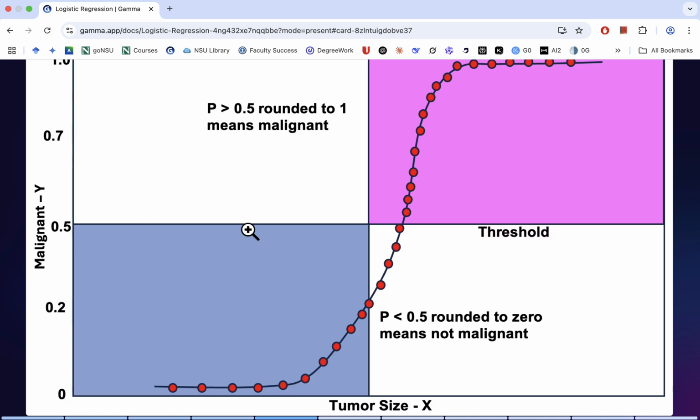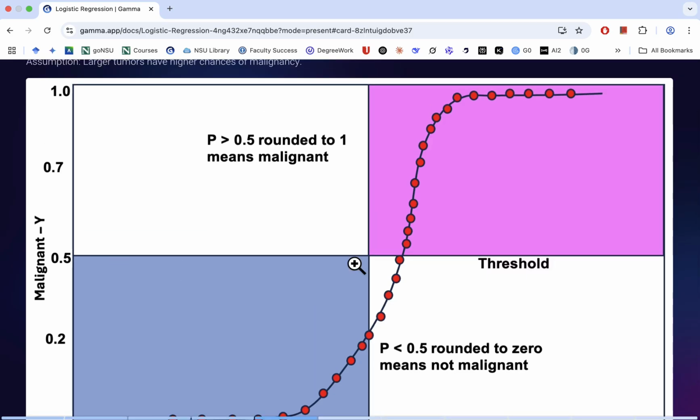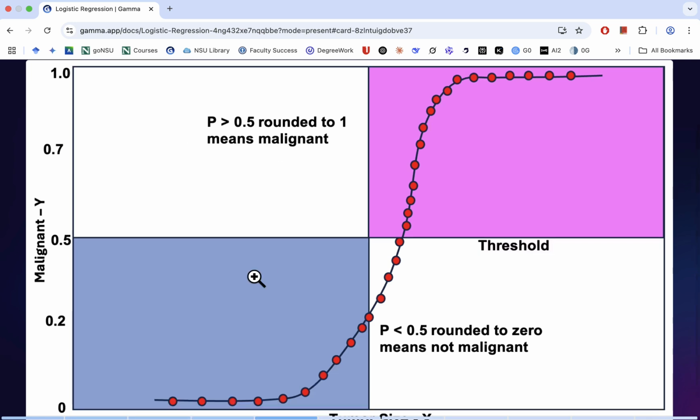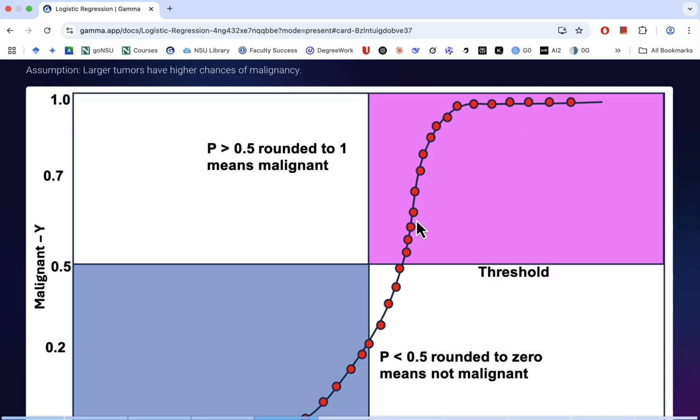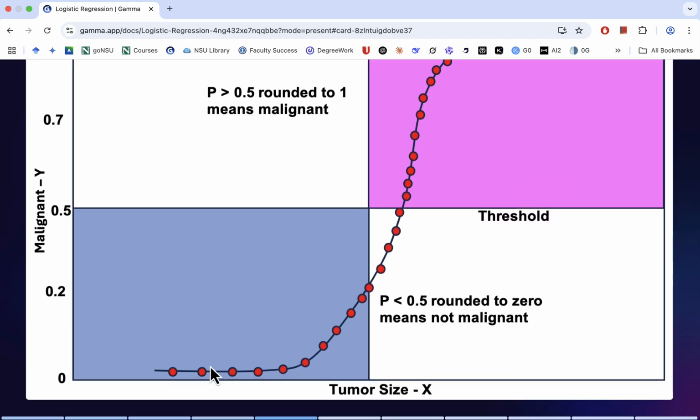And in between, there is a threshold value which is usually 50%. Anything less than 50% will be rounded to 0, which means the tumor will be benign, and anything above this threshold value will be rounded to 1, which means it is malignant. This sigmoid curve has 3 parts: this bottom part, this upper part, and the part in the middle. So for example, this bottom part, consider this point.